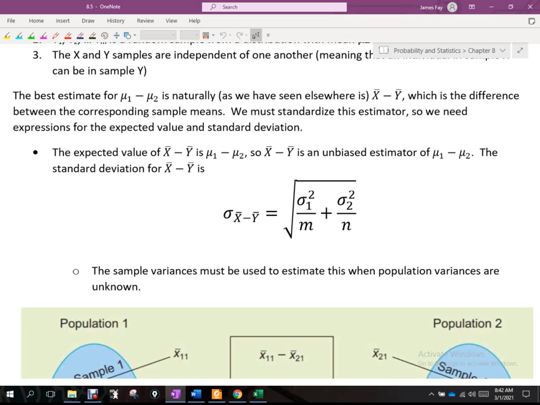Okay, mu sub 2 is the mean of population 2. Y bar, capital Y bar, is the sample mean that came from that population. Okay, subtract them. It's the difference between the corresponding sample means. So we must standardize this estimator. So we need expressions for the expected value and the standard deviation.